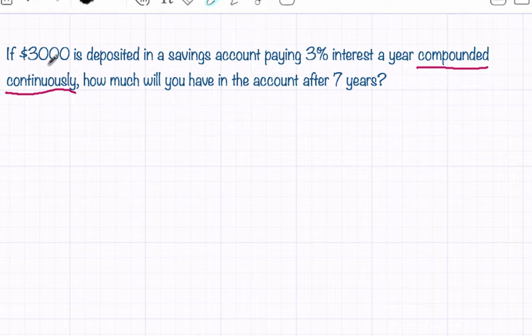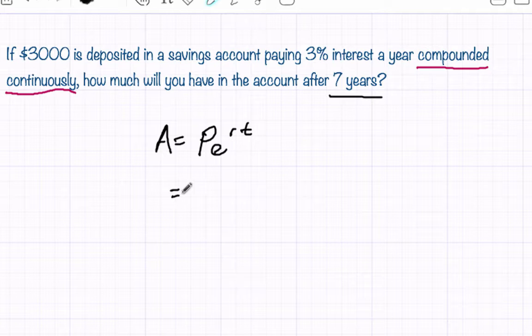So if you have $3,000 and you're going to deposit that into a savings account, and you're getting 3% interest a year, and it's compounded continuously, how much will you have after 7 years? They've really given us everything we need to know. So I'm just going to go ahead and write my formula. A equals P times e to the rt.